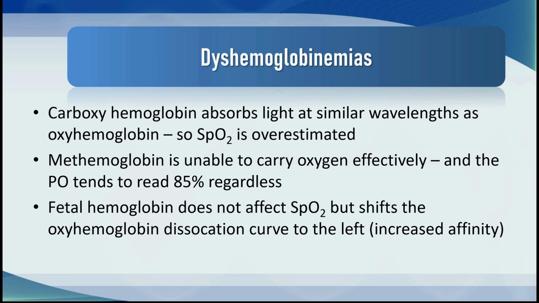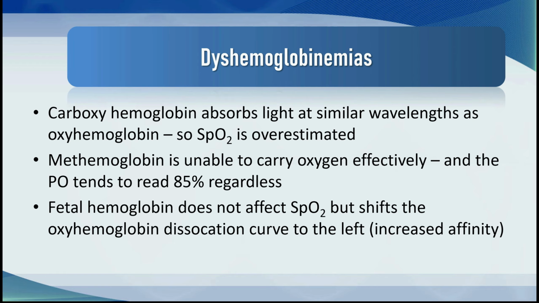Dyshemoglobinemias. These are more common than you might imagine. Carboxyhemoglobin absorbs light at similar wavelengths to oxyhemoglobin, and as a consequence, in patients with carbon monoxide poisoning, the SpO2 and the SaO2 is overestimated. Methemoglobin is unable to carry oxygen effectively, and the pulse oximeter tends to read 85% regardless. Fetal hemoglobin does not affect SpO2 but shifts the oxyhemoglobin dissociation curve to the left, increasing affinity.